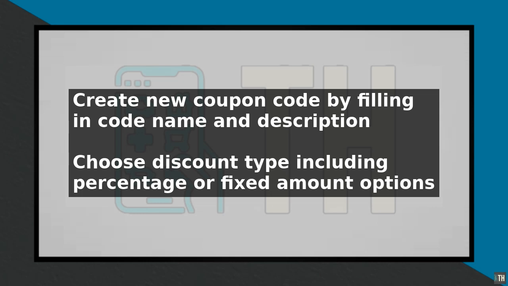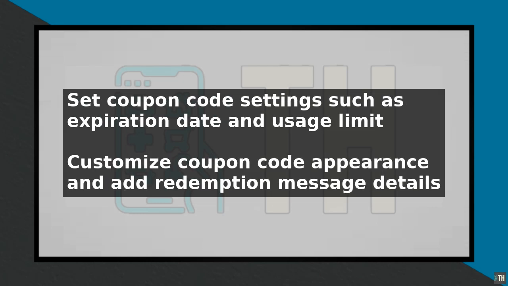You can choose from various discount types including percentage, fixed amount, or free shipping. Once you have filled in the details, you can set the coupon code settings such as the expiration date, usage limit, and applicability to specific products or collections. You can also customize the coupon code appearance and add a redemption message.